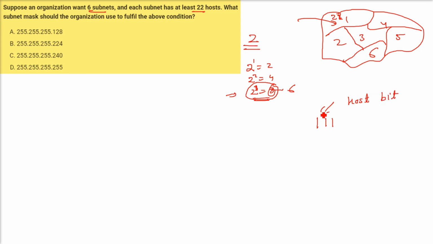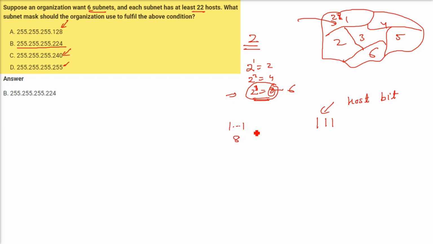So host bits, see, 111 I always told you is for what? 111 is for the network. But in order to subnet, we have to borrow this one from the host part. The answer is this one. How this answer has come, you will just understand.